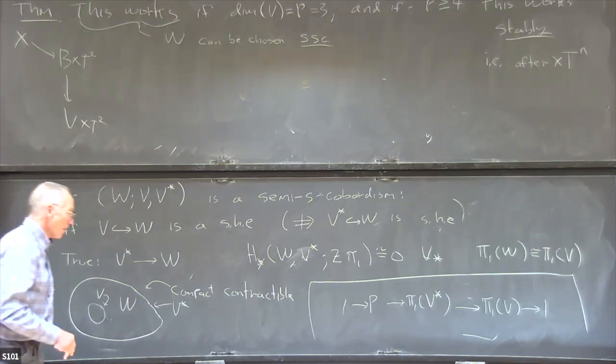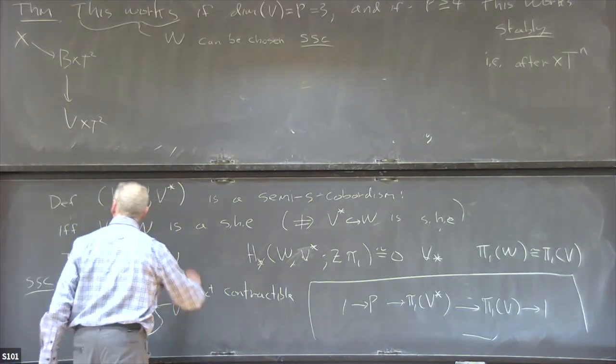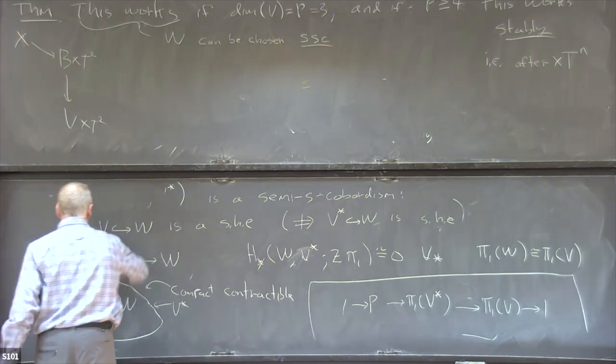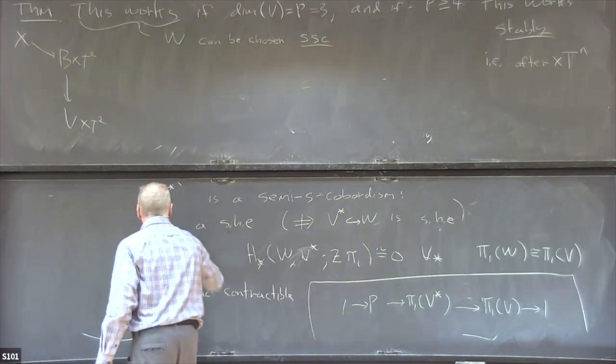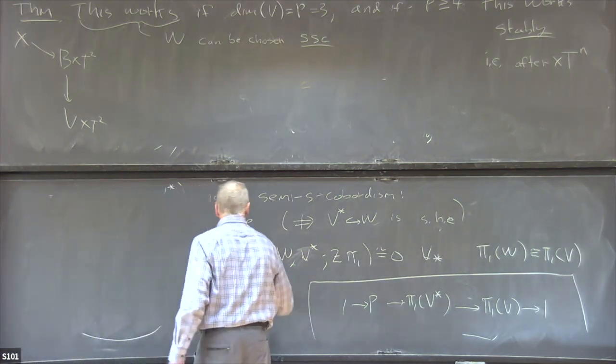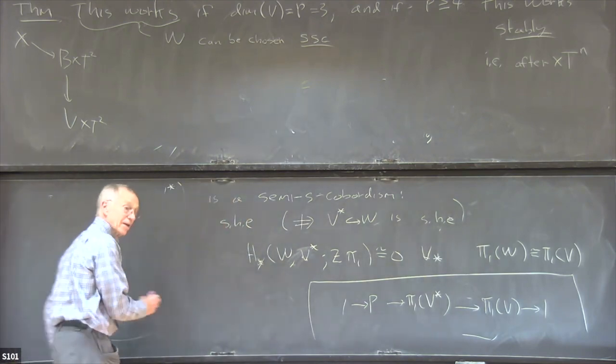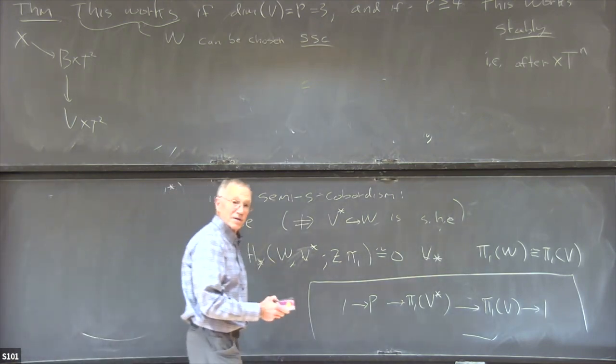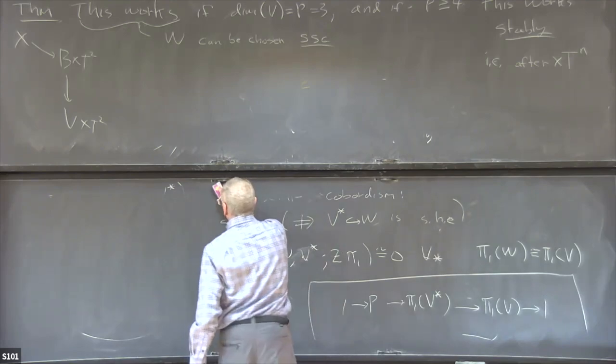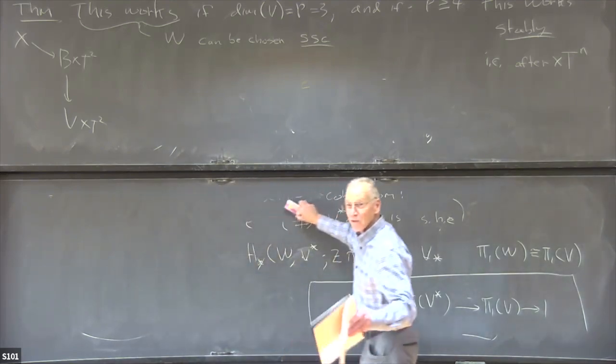Can you only, for this stably for P greater than or equal to 4, can you only cross it with the torus, or can you cross it with something else? Yes, you can cross with something else. Okay. You can cross with any product of spheres. Okay. But let other people in the audience ask questions. Maybe you should.